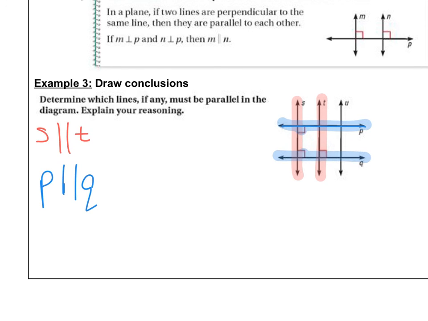Okay, so that wraps up chapter 3. Hopefully you've learned as much as you want about parallel and perpendicular lines. If you have questions, bring them with you to class.